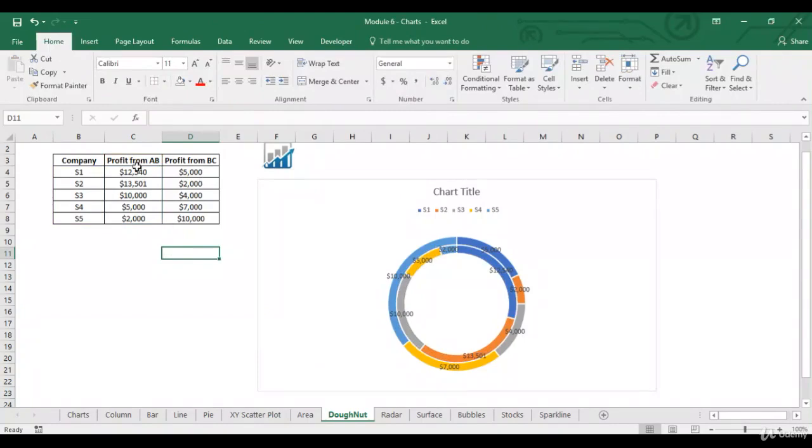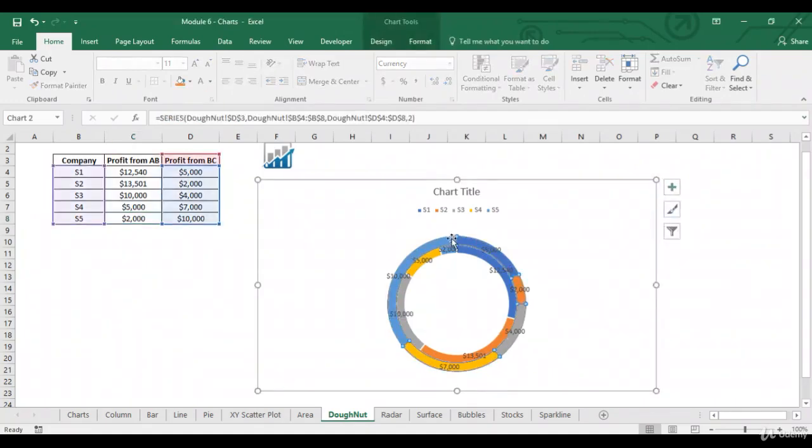And as you can see from the data also, company S1 has more profit from AB, company S2 has more profit from AB, company S3 also has the same thing. It's just that company S5 is the one which has less profit from AB, whereas it has more profit from BC, which can be seen over here also. S5 is represented by light blue. So from BC it has got a large pie over here, and from AB it has got just this small section over here, 2000 pounds.